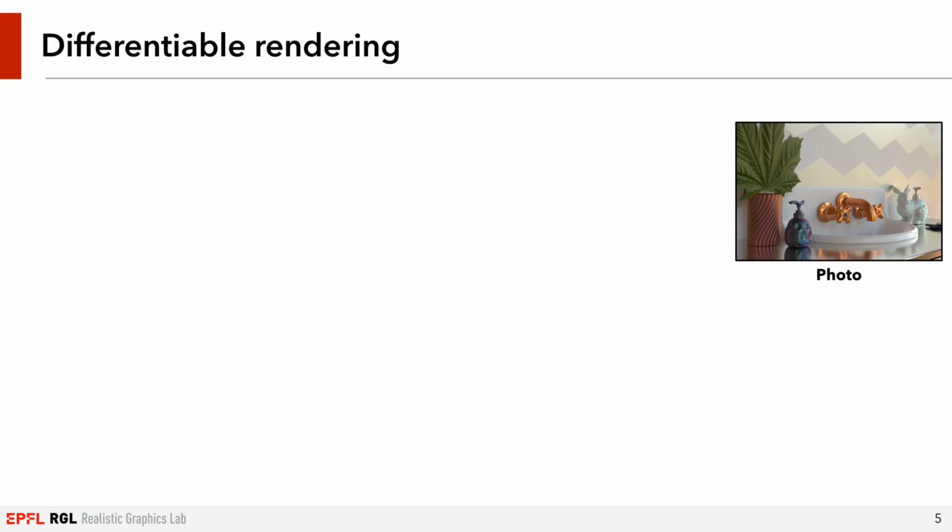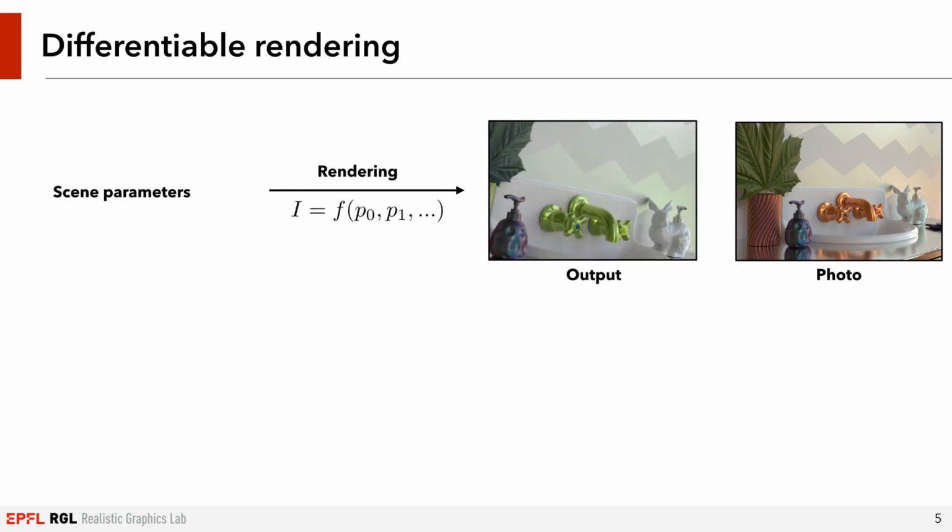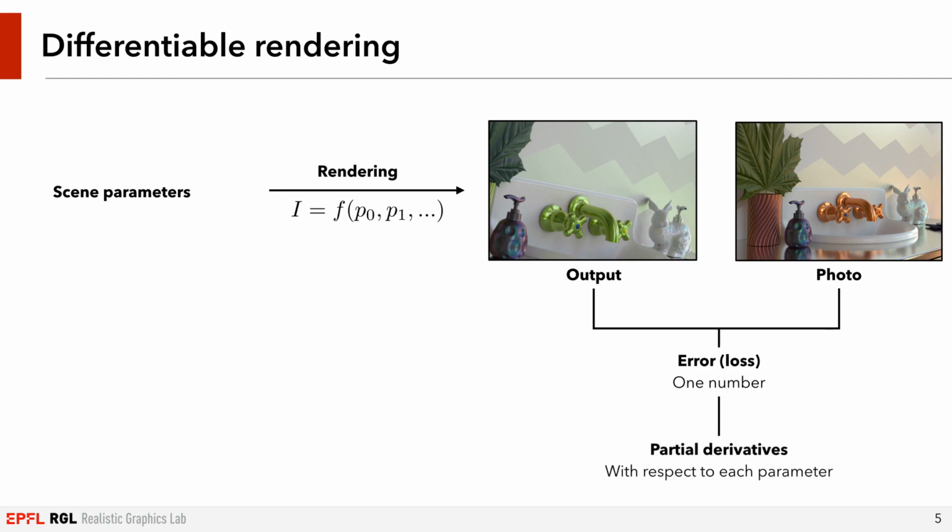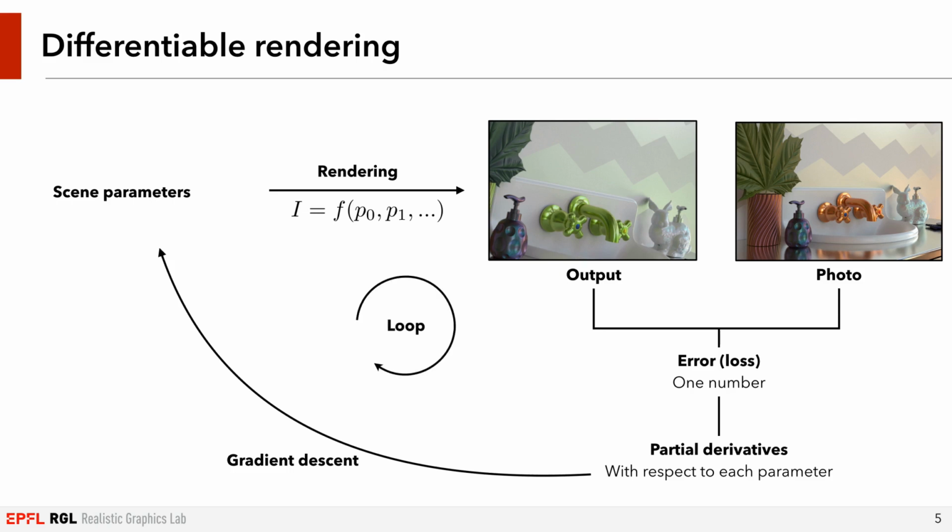If we have a target photo, we can start from an approximate scene that we can render. We can define an error metric that quantifies the quality of the current scene. And if we're able to compute the partial derivatives of this error with respect to each parameter in the scene, then we can do a gradient descent. That means we can do steps in the space of the parameters in order to improve the scene. And typically we do this iteratively until the parameters of the scene converge.